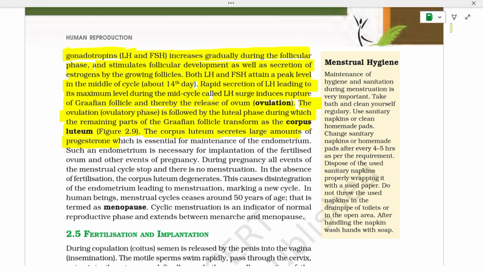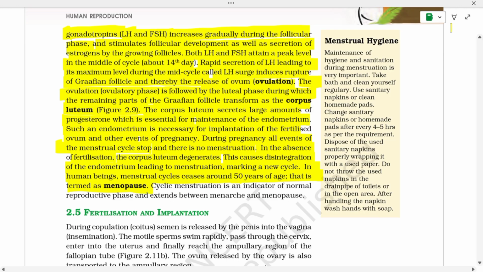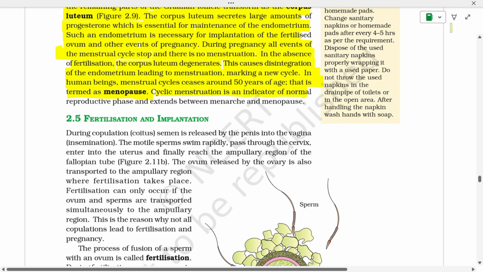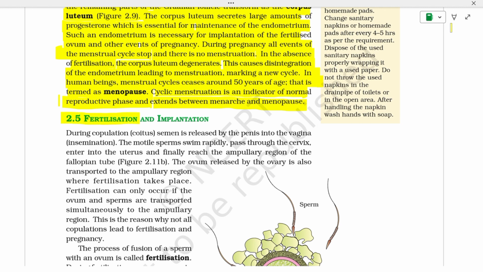The corpus luteum secretes a large amount of progesterone, which is essential for maintenance of endometrium. Such an endometrium is necessary for implantation of the fertilized ovum and other events of pregnancy. During pregnancy, all events of the menstrual cycle stop and there is no menstruation. In the absence of fertilization, the corpus luteum degenerates. This causes disintegration of the endometrium, leading to menstruation, marking a new cycle. In human beings, menstrual cycle ceases around 50 years of age. That is termed as menopause. Cyclic menstruation is an indicator of normal reproductive phase and extends between menarche and menopause.